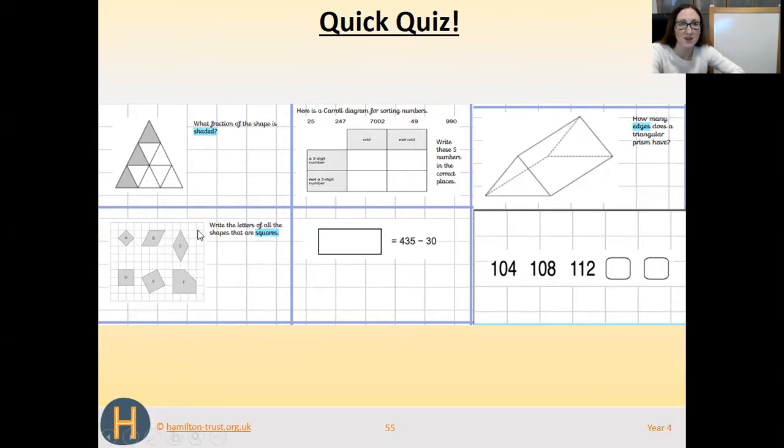Okay, next up, think carefully on this one. Write the letters of all the shapes that are squares. I'm going to give you a hint here. There are 3, okay? And don't be fooled by shapes that are in different orientations. That means shapes that are presented in different ways. So I have this square, for example. This is a square, even if it is held this way, or this way, or this way, it is still a square. So make sure you're looking very carefully.